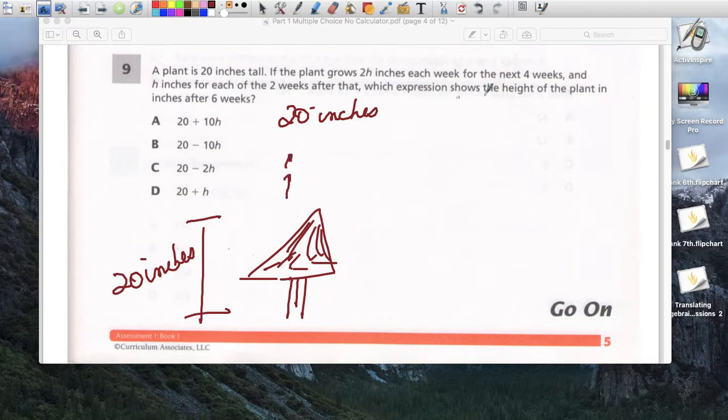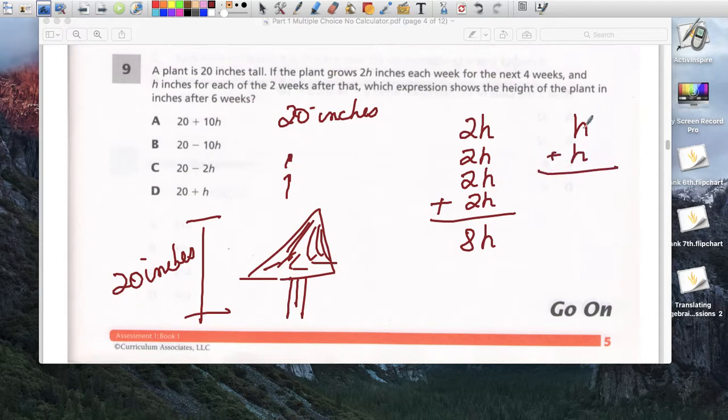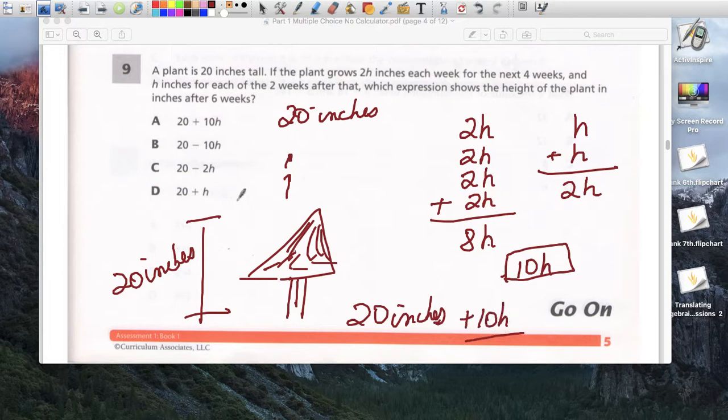So for 4 weeks, it's going to grow 2 inches in the first week, another 2 inches in the second, another 2 inches in the third, and then 2 inches in the fourth. If I add these up, 2 inches plus 2 inches plus 2 inches plus 2 inches means I have 8H. After that, it's going to grow a little bit more, but it's not going to grow 2H. It's going to grow 8 inches, and then one more week after that, it's going to grow 8 inches as well. H plus H is 2H. So I can combine these two, 8H plus 2H, and I can get 10H. So after 6 weeks, the height of the plant is going to be the 20 inches that it already is, plus the 10H. Letter A.